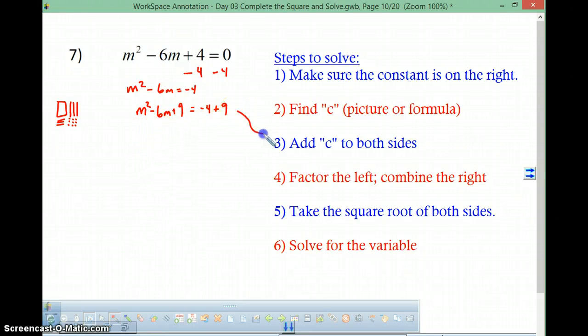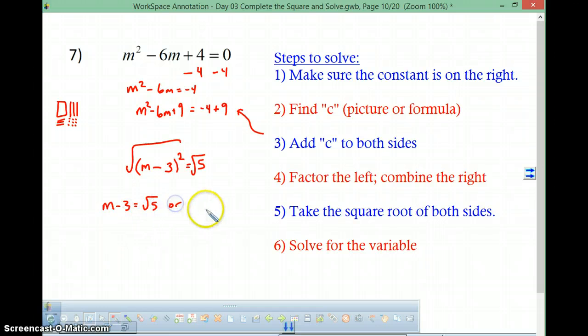Okay, sorry, I got a little out here. This is step 3. Now let's do step 4. If I factor a perfect square trinomial, I take the square root of the first term, the square root of the last term, and the sign of that middle term. M minus 3 squared equals, combine these, 5. Take the square root of both sides. You end up with m minus 3 equals root 5, or m minus 3 equals negative root 5.